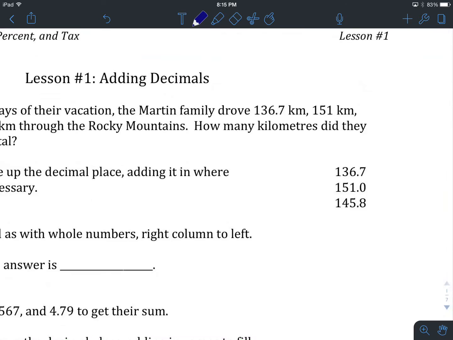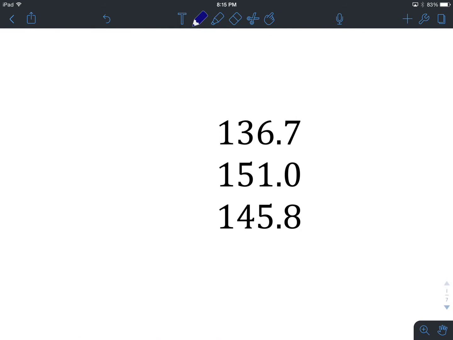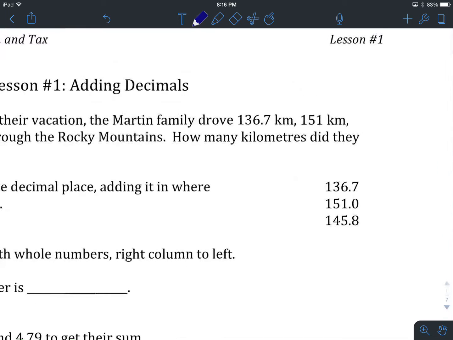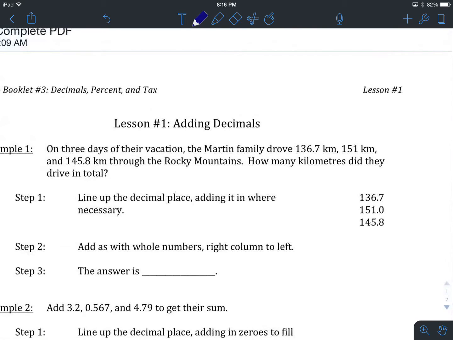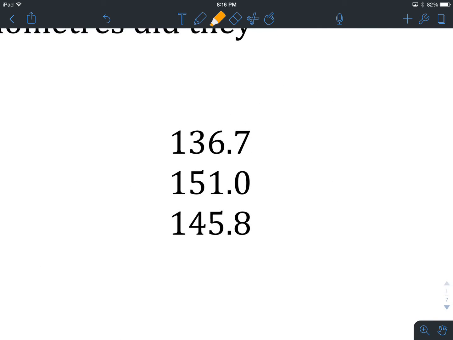I've already done this for you in your note. You have 136.7, 151.0, and 145.8. So now these have all been lined up, and I added in that decimal zero where I needed to make sure all of my place values are lined up properly. Step number 2, add as with whole numbers, right column to left. So we are going to start as far right as we can, and those are the first three values that we are going to add vertically.